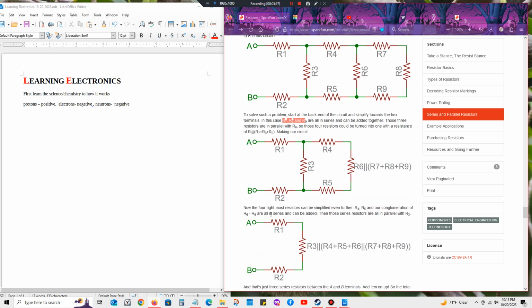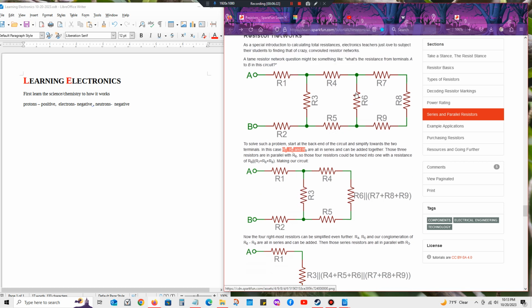So now the four rightmost resistors can be simplified even further, right? R4, R5, and our conglomeration of R6 through R9 are all series that can be added. The series of resistors are all in parallel with R3. So it just kind of repeats.